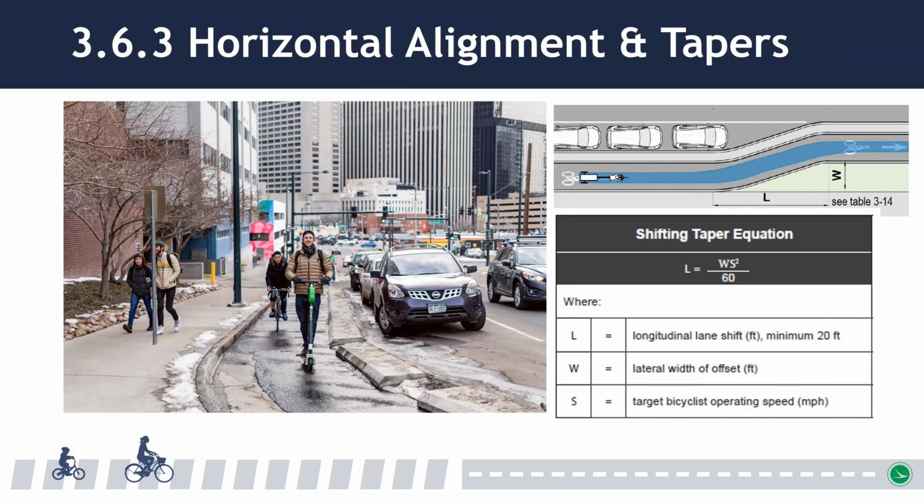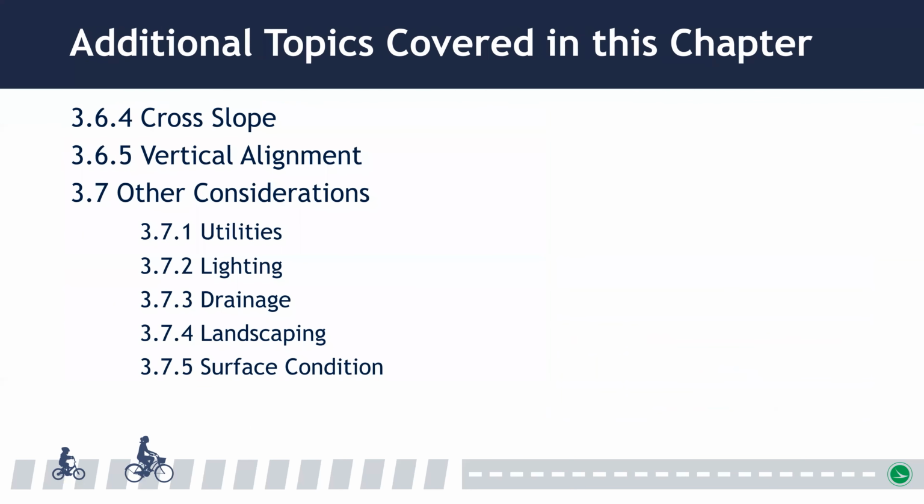Next, we'll discuss horizontal alignments and tapers. For on-street bike facilities, basic horizontal geometry for motor vehicles will result in a facility that generally accommodates bicyclists and pedestrians. Guidelines for the horizontal alignment of a shared use path that deviates from the roadway alignment will be discussed in the shared use path chapter. There are a few additional topics in chapter 3 of the guide which we are not covering in this training. Those include cross slope, vertical alignment, utilities, lighting, drainage, landscaping, and surface conditions. Please see the MDG for these topics.